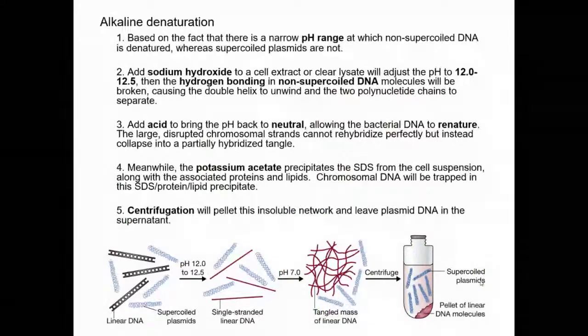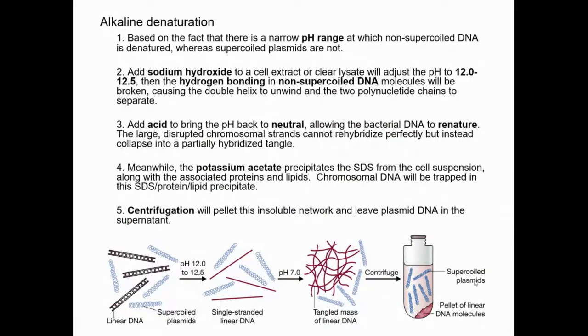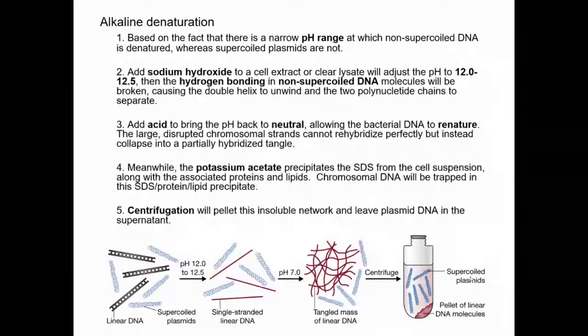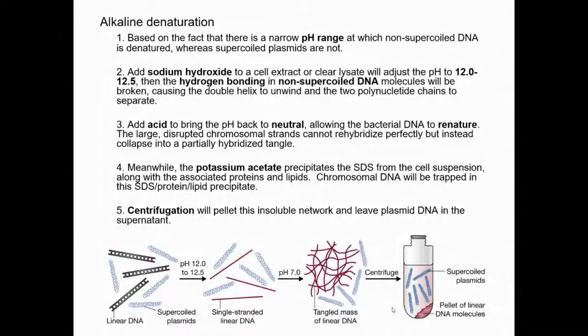And then for alkaline denaturation, which is the most commonly used technique, basically the idea is you use SDS, lysozyme, and EDTA to break the cell and get the cell contents. At this time, because you use SDS, all the genomic DNA will be broken down into linear DNA.